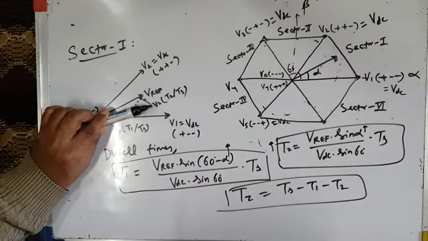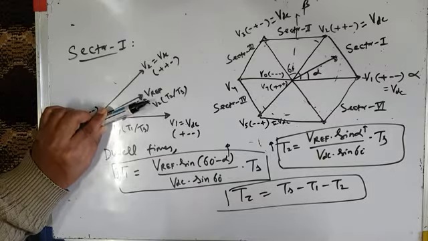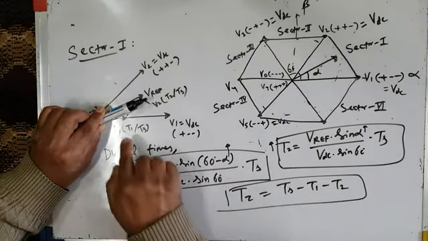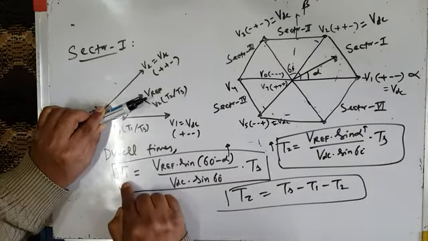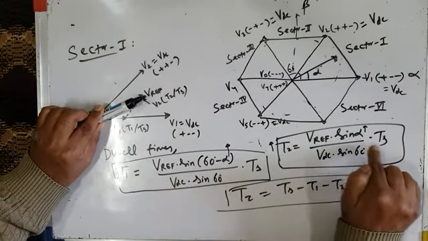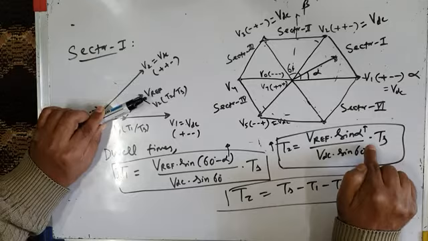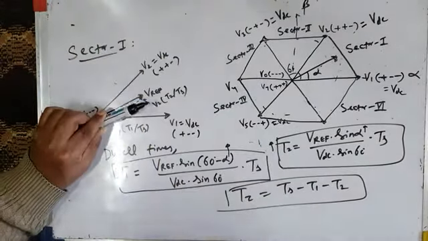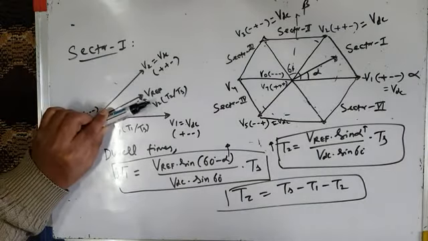Now if you want your reference vectors to move from this position to this position, so alpha increases, and as alpha increases, the time interval for which V1 vector is getting applied across the load, that decreases, and the time interval for which V2 vector gets applied across the load, that increases. So that pulls the vector towards V2 vector. So ये आपका reference vector यहाँ आ जाता है.